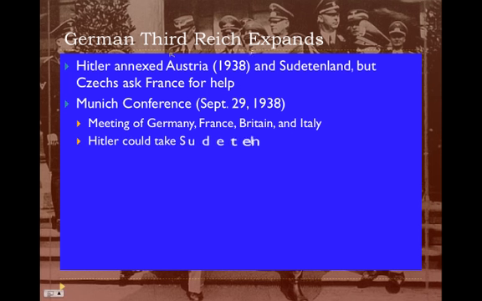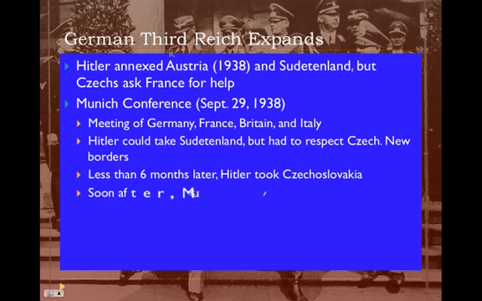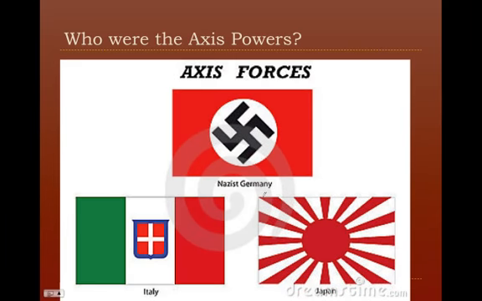Hitler is told at this meeting, you can take the Sudetenland, but don't take anything else, please, Mr. Hitler. We'll buy you those cookies, we'll buy you those Legos, just don't ask for anything else, don't be naughty. Less than 6 months later, Hitler goes, yeah, I'm going to want the rest of Czechoslovakia. Soon after, Mussolini seeing this, he's like, well, if they're not going to stop him, they're not going to stop me. He seizes Albania.